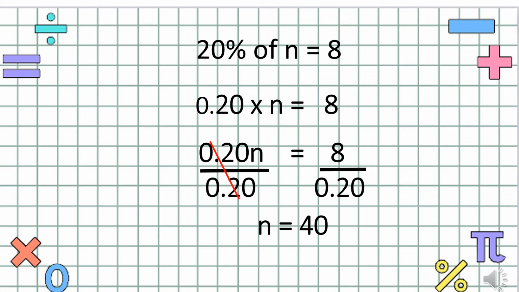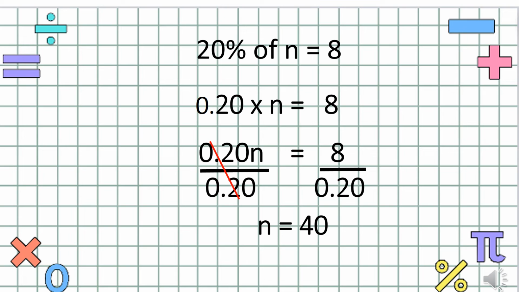Ngayon, yung 20%, i-convert natin siya sa decimal. At kapag yung percent kinonvert natin sa decimal, we're just going to move two decimal places to the left. So 20% will be 0.20. Then times n is equivalent to 8. So 0.20n is equivalent to 8.